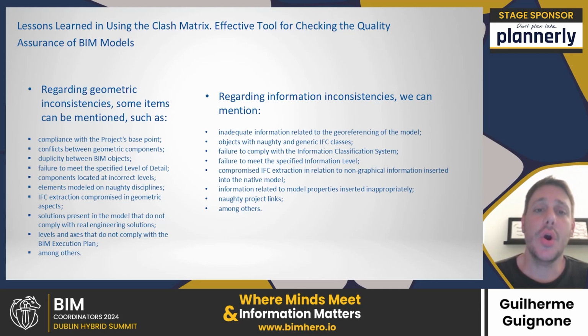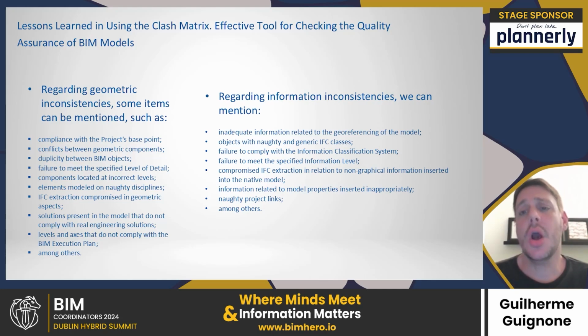Regarding geometric inconsistency, some items can be mentioned, such as compliance with the project base points, conflicts between geometric components, duplicity between BIM objects, failure to meet the specified level of detail, components located at incorrect levels, among others.